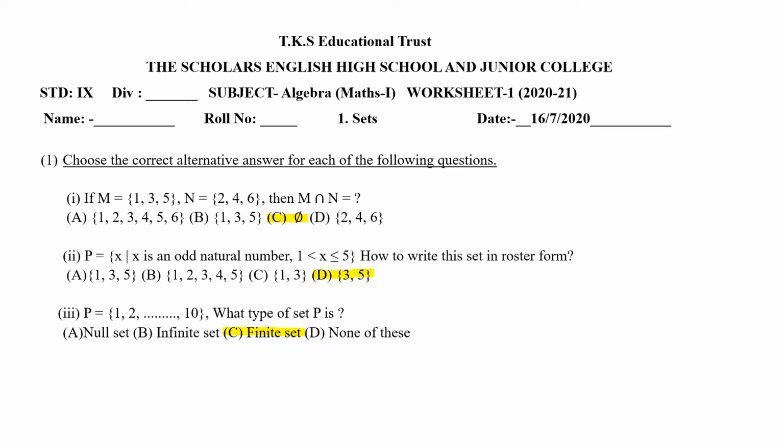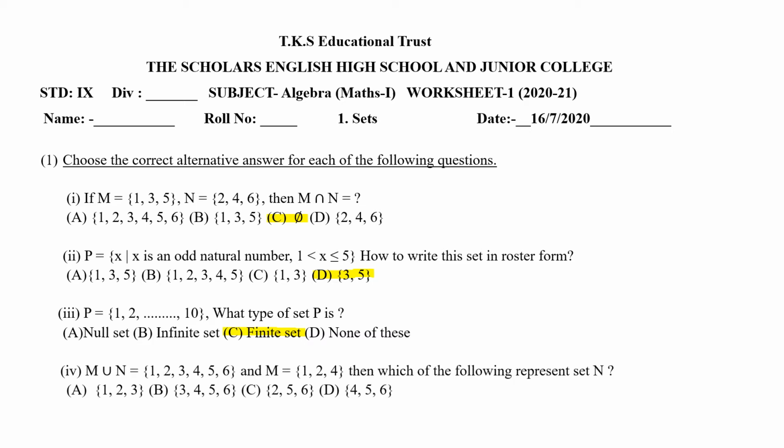Fourth one, question fourth. M union N equals {1, 2, 3, 4, 5, 6} and set M contains elements 1, 2, 4. Then which of the following represents set N? Now you know M contains 1, 2, 4. So the remaining are 3, 5, 6. Now can you see option B has 3, 5, 6 and along with it 4 is there. So option B is the correct answer. So I hope you have done this. Now we'll move to the next question.